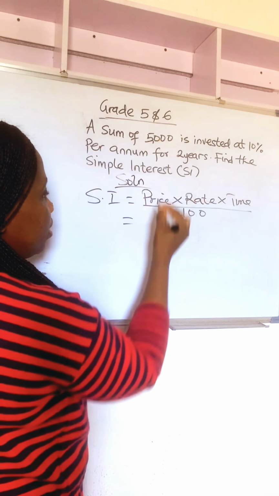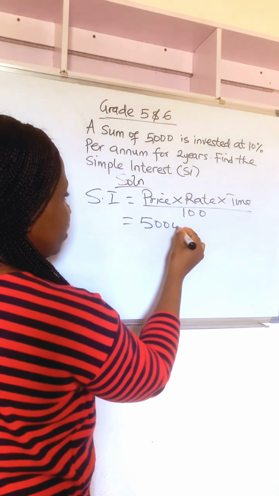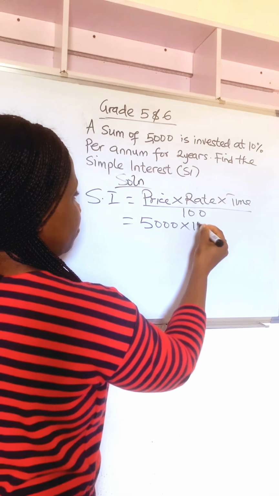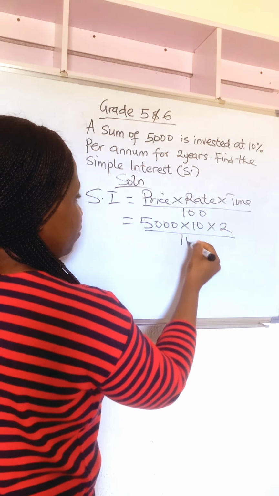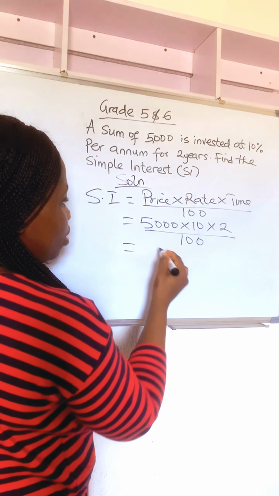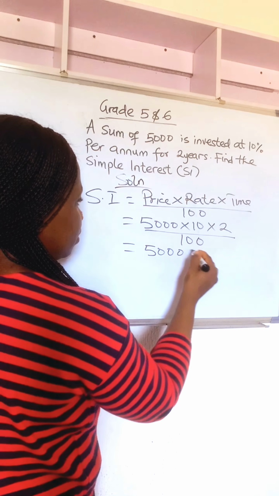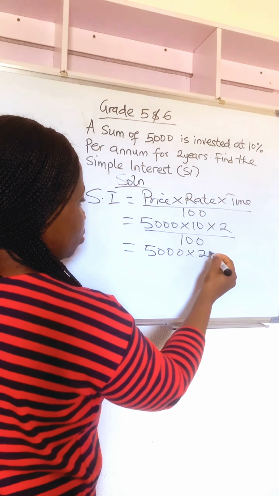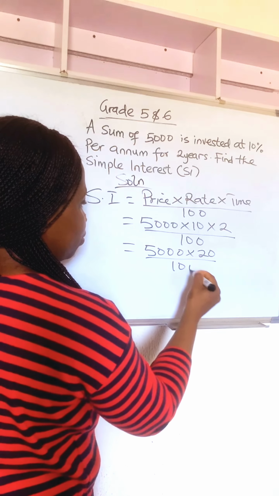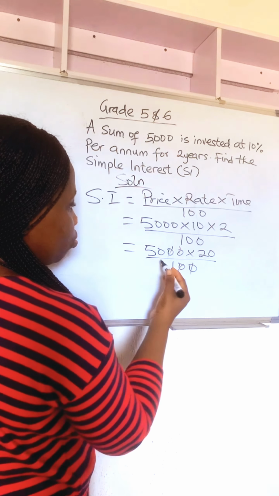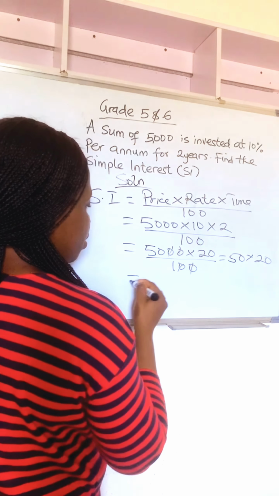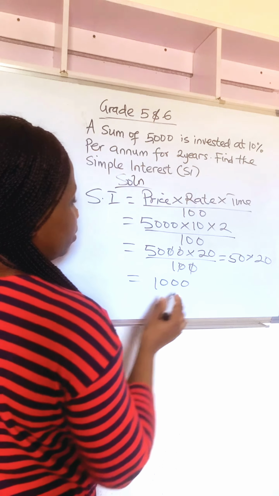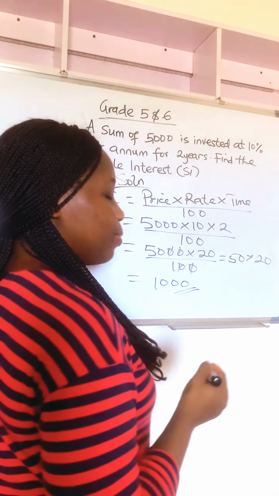So from our question, the principal there is 5,000 times 10% for 2 years, which is the time, over 100. So 5,000 times 10 times 2 is 20, over 100. This cancels, this cancels. So we'll be having 50. 50 times 20, which is 1,000. So this is the simple interest.